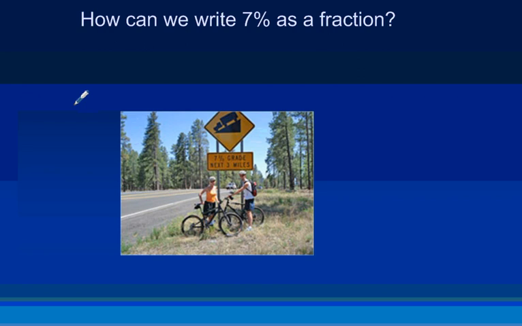Let's see, we can write 7 over 100, right? And we know that from, well, just knowing it probably, but also as we've just finished up percents. So we could write it like that. So this would mean what? This is going to have a special meaning to us a little bit later.